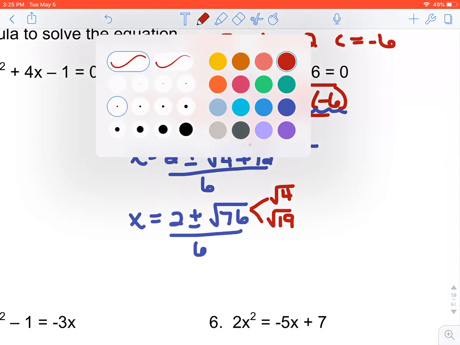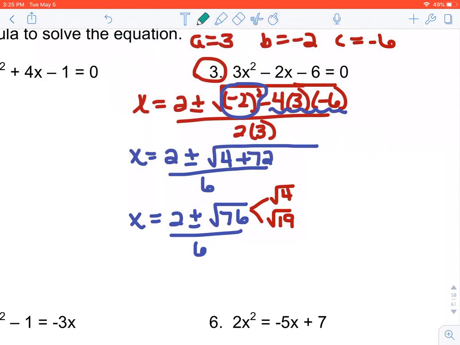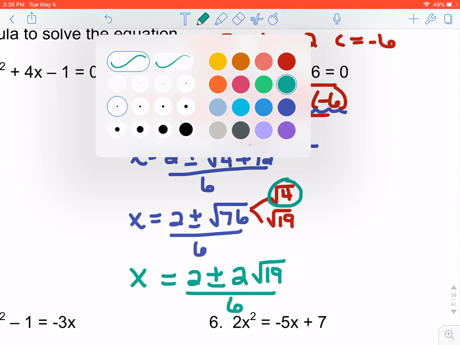So my next step is to continue to work and break this down even further. On the previous problem, we had the square root of 16, which was a nice number because it's a perfect square. In this case, the square root of 76 is not, but it can still be broken down. So I have the 2, I have the plus or minus. The square root of 4 becomes 2, and then I have the square root of 19 divided by 6. So this problem is different slightly from the one next door because I have a square root that still remains in the problem. However, I can still simplify it.